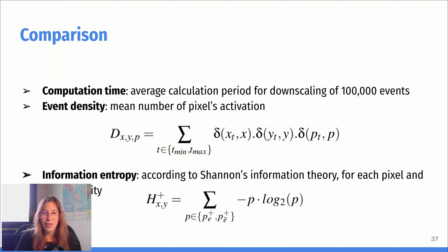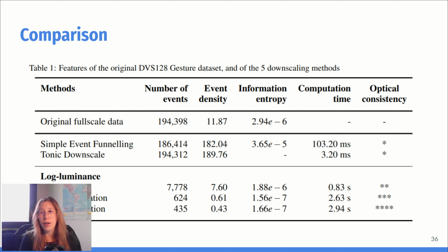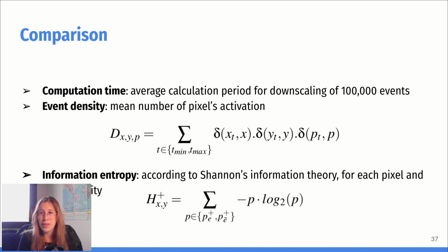The original full-scale dataset has an entropy of around 10 to the power of minus 6, which is really low, because event data by definition is really sparse. For the event funneling, we have an entropy of 10 to the minus 5, and event count and linear and cubic estimation have an entropy of 10 to the minus 6 and minus 7, which are kind of stable, so we should have the same amount of relevant information.